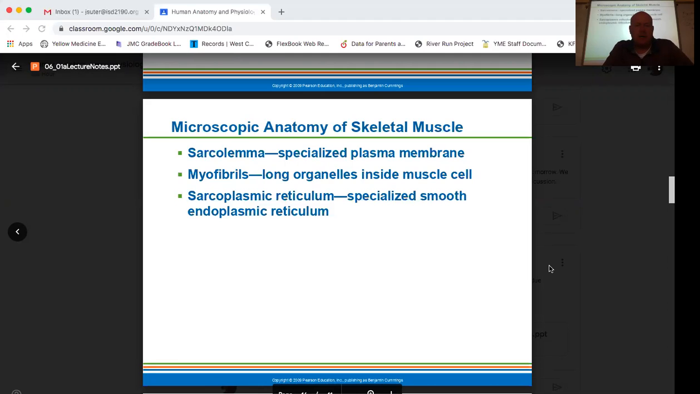The last one on here, the sarcoplasmic reticulum, is specialized smooth endoplasmic reticulum inside of the muscle cells. A reminder back to chapter 2, the endoplasmic reticulum's job is to package things up and ship them into and out of the cell in certain places. So we'll talk about that in greater detail when we get to the sliding filament theory of muscle contraction later this week.